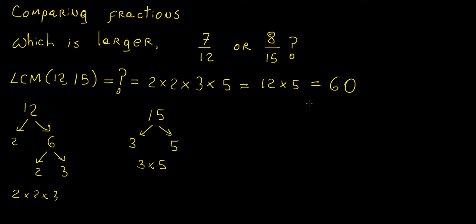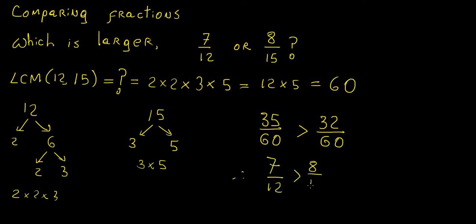So let's see what we can do now. To make 12 into 60, we've got to multiply it by 5. So if we multiply this by 5, we're going to have on the top 35 on 60. And then for this one, to make it 60, we multiply it by 4. So that's going to be 8 times 4, that's 32 on 60. So clearly this fraction is larger than that one, so we can conclude that 7 on 12 is larger than 8 on 15.